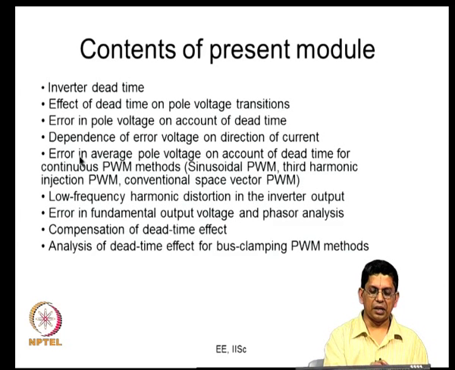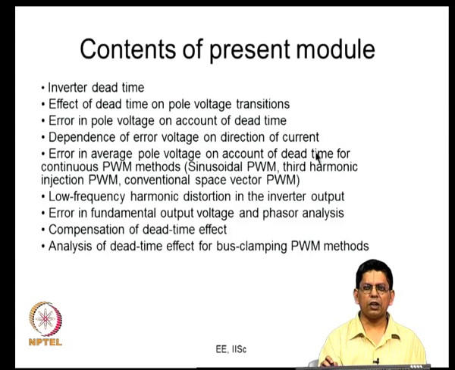Then we will also see that this error in the pole voltage, that error voltage, depends on the direction of current. The error voltage will be positive for one direction of current and negative for the other direction of current. Once we have done these things, by default we will consider sinusoidal PWM, sine triangle PWM.